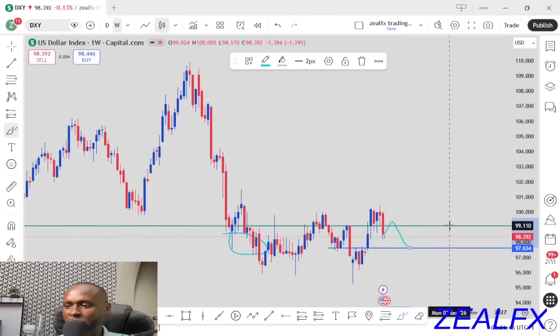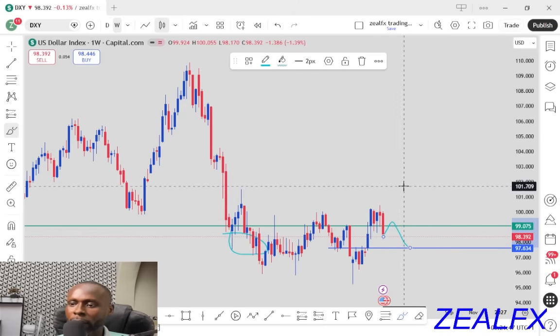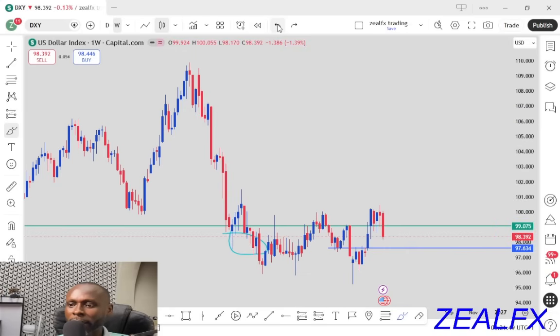But a break of this level might trigger more buying for the dollar index. So we can see that the dollar index on the weekly chart closed on a support level. This is a sign of price reversal back to the resistance level. So let's look at the structure of the dollar index on the weekly chart.